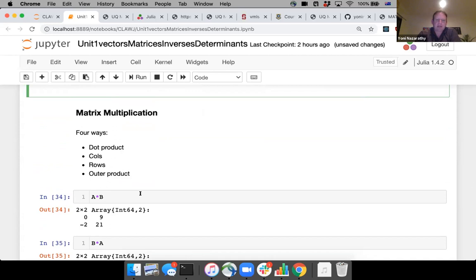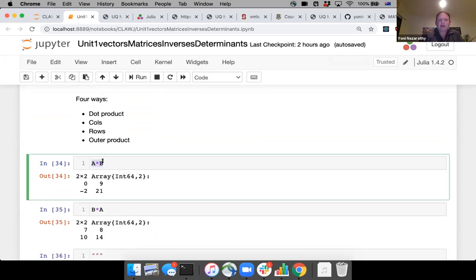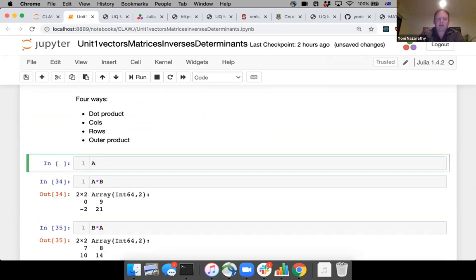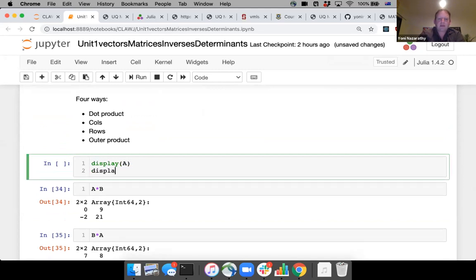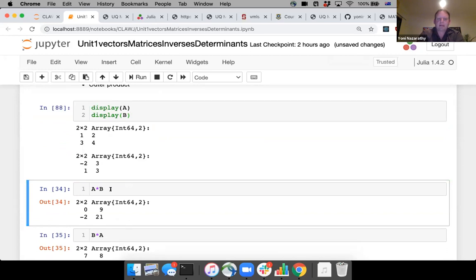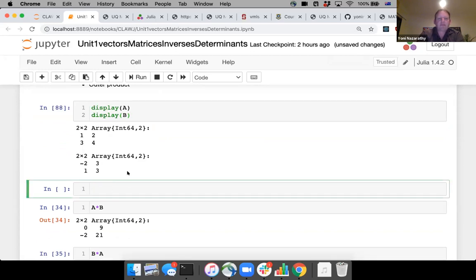Matrix multiplication. I'll soon switch to the iPad and explore 4 ways of matrix multiplication. But let's look at it very quickly here. So A times B, let's look at the matrix A and B. This is display A, display B. So the first entry of A times B is going to be, I'll just take the first row of A. Sorry, I know it's very basic, but some of you have not seen this for a while.